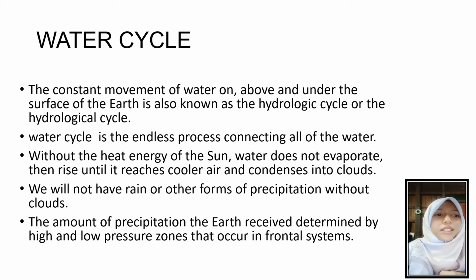Without the heat energy of the sun, water does not evaporate, then rise until it reaches the cooler air and condense into clouds. We don't have rain or other forms of precipitation without clouds. The amount of precipitation the earth receives is determined by the high and low pressure zones that occur in frontal systems.